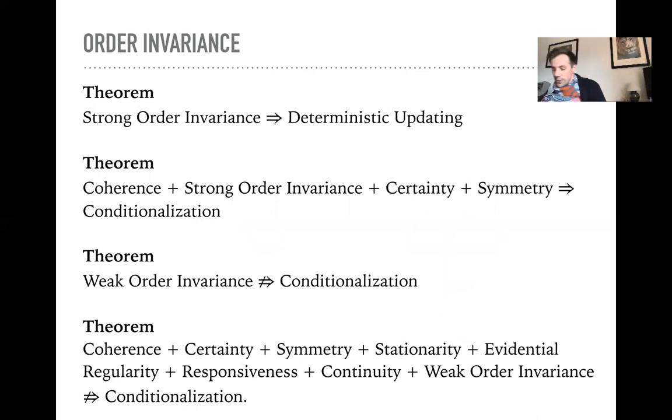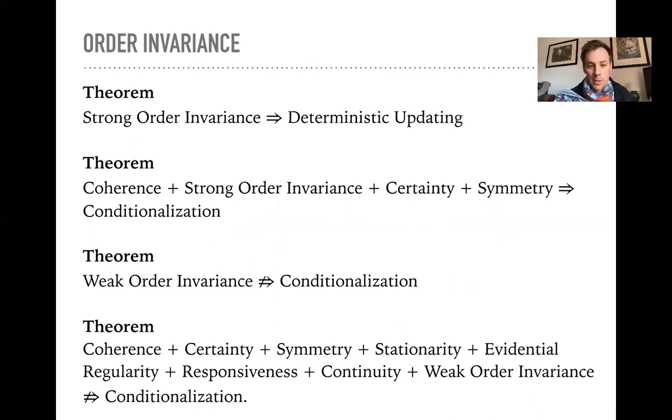So here are the results for this. Strong order invariance gives deterministic updating, so just substituting that in place of deterministic updating in the Van Fraassen and Hughes theorem gives you conditionalization. Weak order invariance doesn't give conditionalization, and indeed, combined with all the other properties that we've considered, doesn't give you conditionalization. So again, this is one where there does look like there's a way out for someone who likes conditionalization, but it's not mandated, I think.